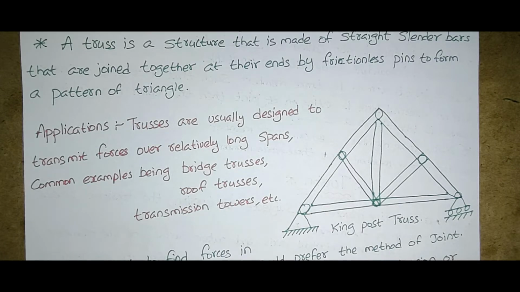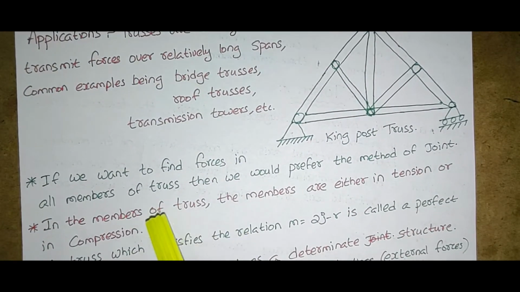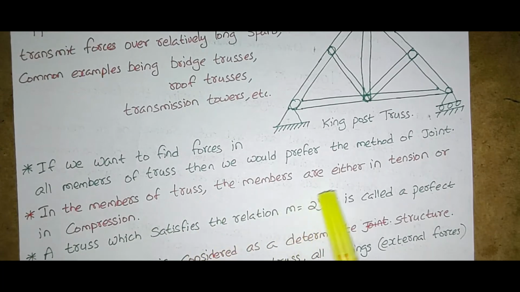Now we'll see the applications of these trusses. Trusses are usually designed to transmit forces over relatively long spans. Common examples are bridge trusses, roof trusses, transmission towers, etc. Now we'll move in depth. If we want to find forces in all members of a truss, then we would prefer the method of joints. In the members of a truss, the members are either in tension or in compression.